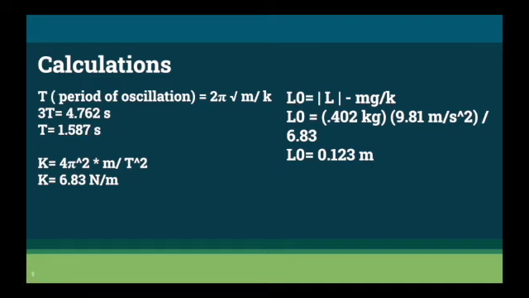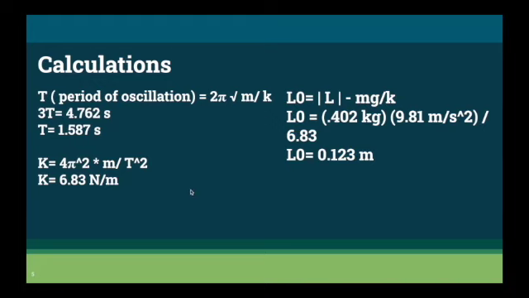So now that we've gathered our experimental data from Tracker, we can now create some calculations from it. The period of oscillation is calculated by T is equal to 2 pi times the square root of mass divided by the spring constant k. But since k is unknown, I followed the example video of using 3 full oscillation periods to get an average, which turned out to be 1.587 seconds. From here, I then calculated the spring constant k, which came to be 6.83 Newton meters. And I calculated this by this equation right here on the screen.